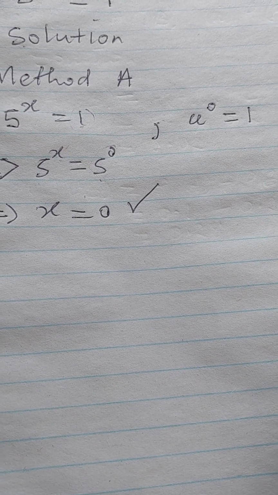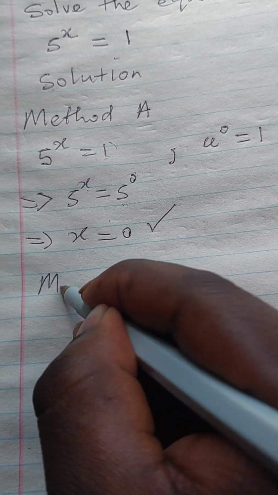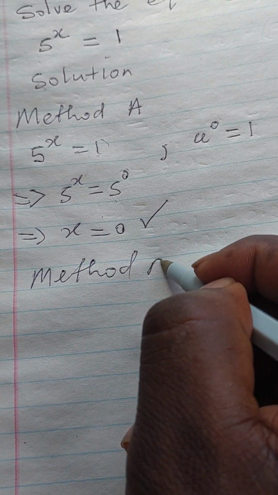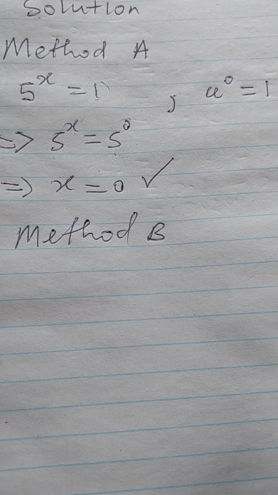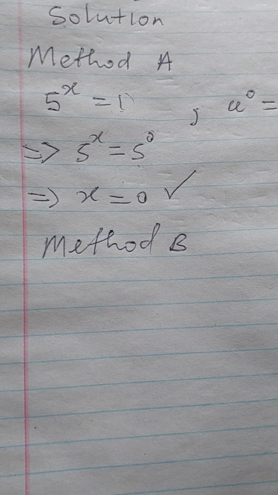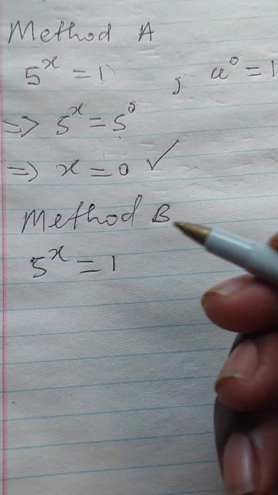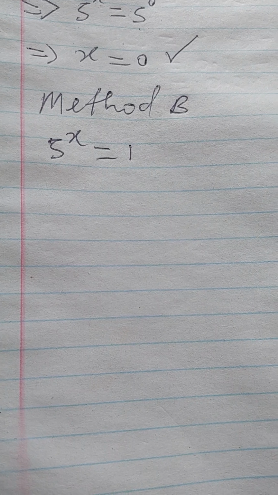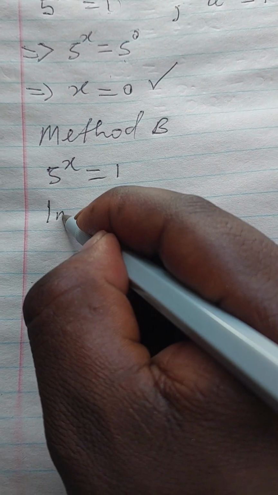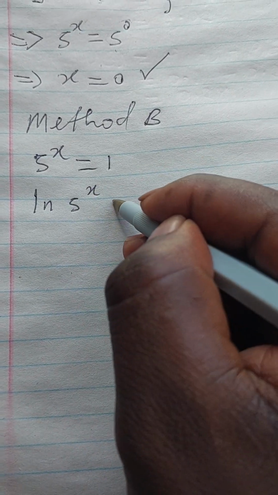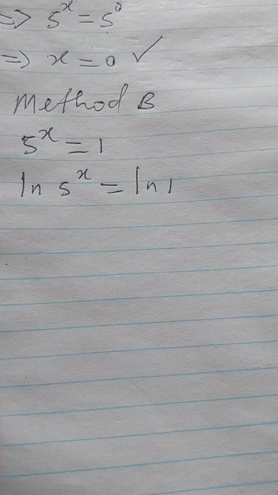Let us try another method, which is method B. In method B, we are going to apply the natural logarithms. So repeating our equation, we have 5 to the power x is equal to 1. So we apply natural logarithms to both sides. We have natural log of 5 to the power x is equal to natural log of 1. This is our first step.